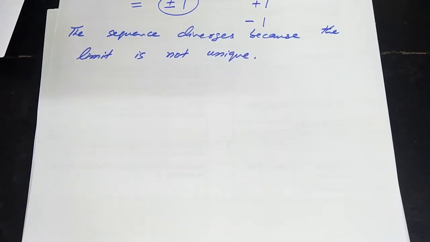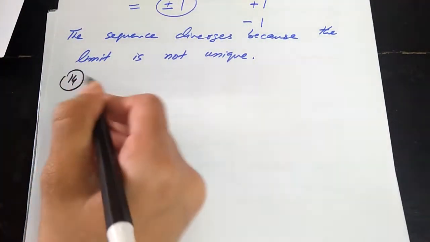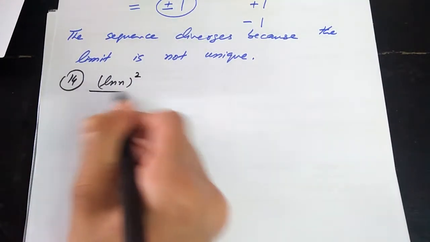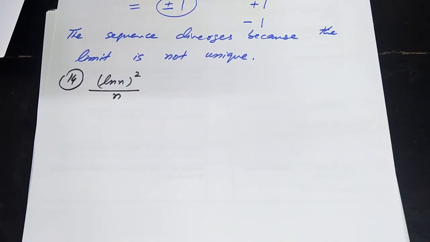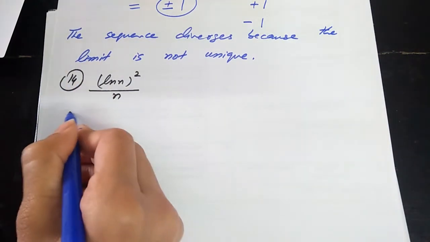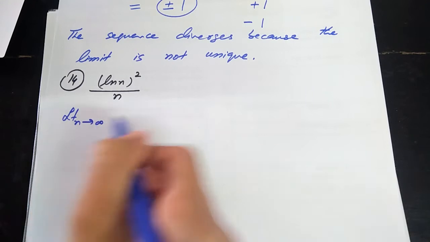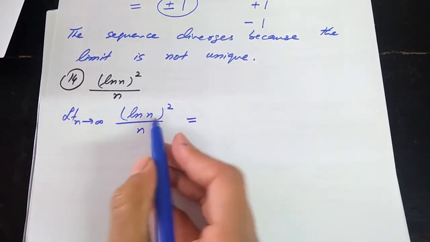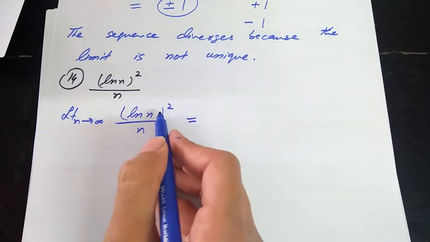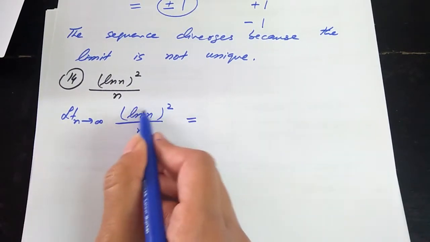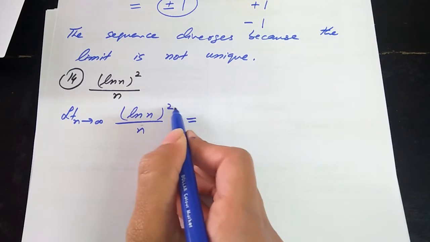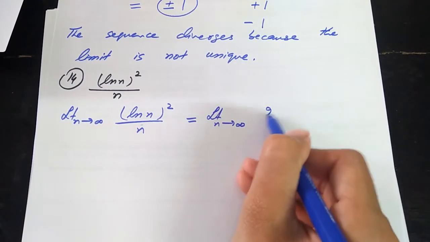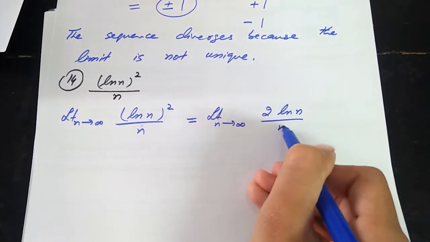Question number 14. Limit as n approaches infinity of (ln n) squared divided by n. We can simply use the property of ln: if it has some power, it can be taken down. So it will become the limit as n approaches infinity of 2 ln n over n.